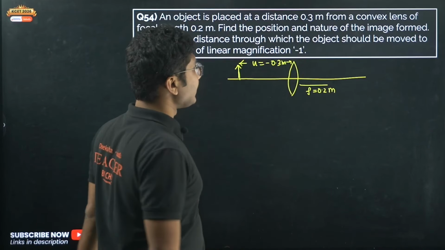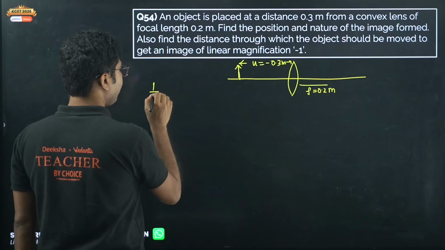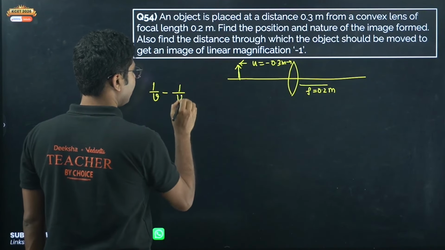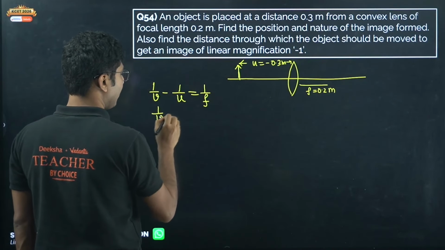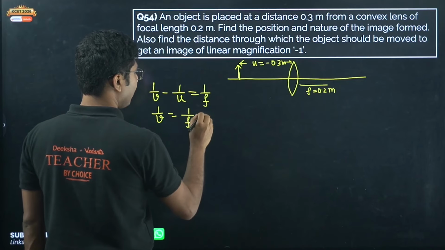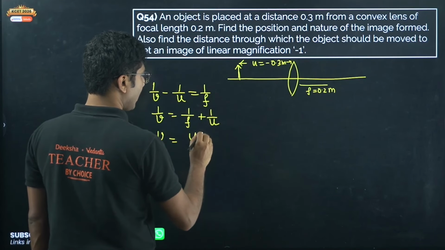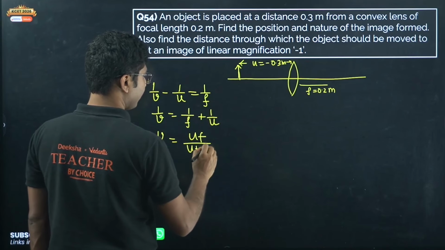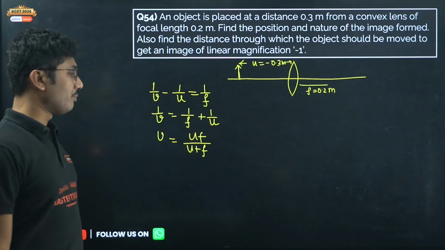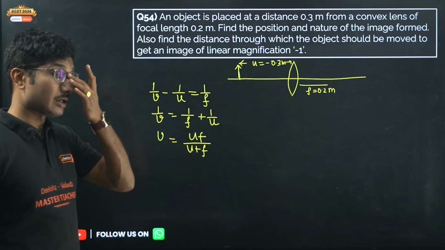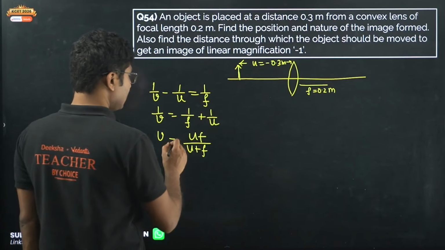Find the position and nature of the image formed. So first stage is to find V. We know that 1 by V minus 1 by U equals 1 by F. Before inserting the value, try to simplify it first. 1 by V equals 1 by F plus 1 by U, or V equals UF by U plus F, right? You can write this based on a simple concept, like parallel combination of resistances or series combination of capacitors. Similar to that.